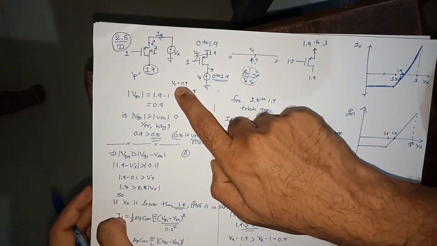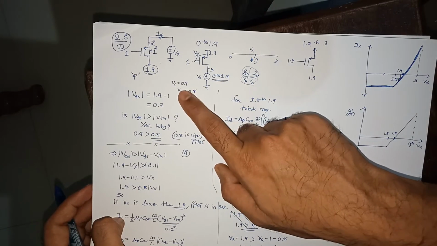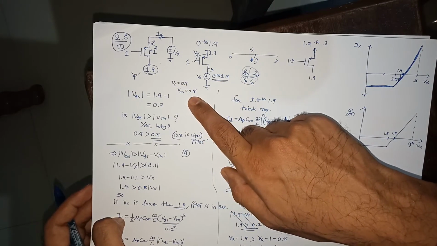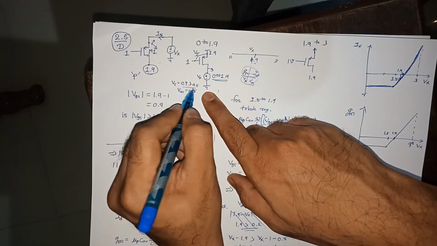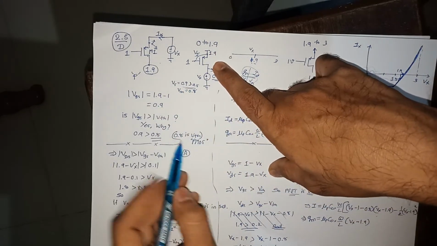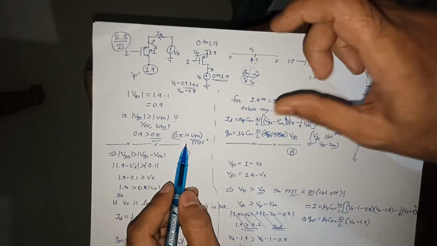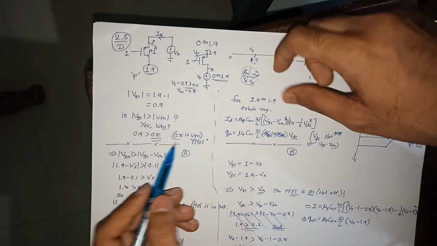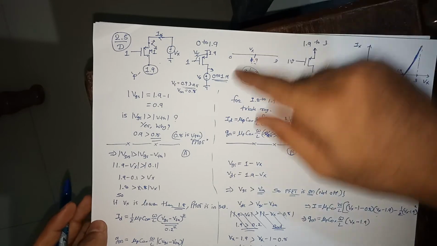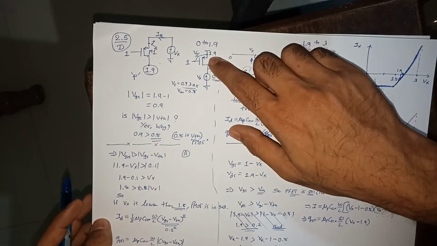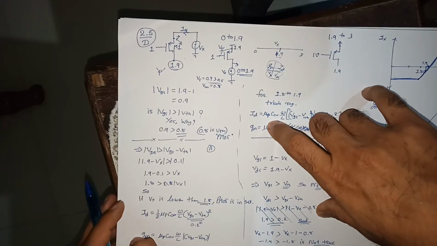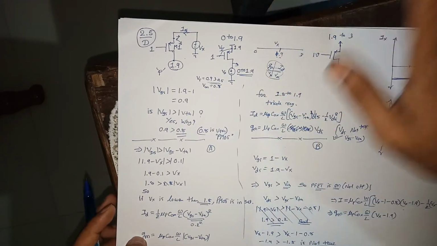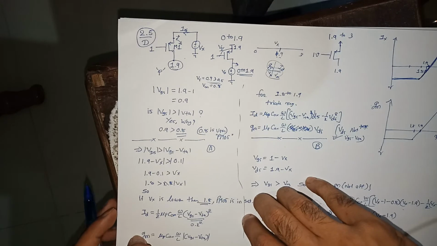Is VGS greater than VTH here? Yes, 0.9 is greater than 0.8. So your device is not actually off, but by saying it is on, you will get some confusion. So let us say it is not actually off for this condition. Your device will not be in the off condition, and you will see some current.